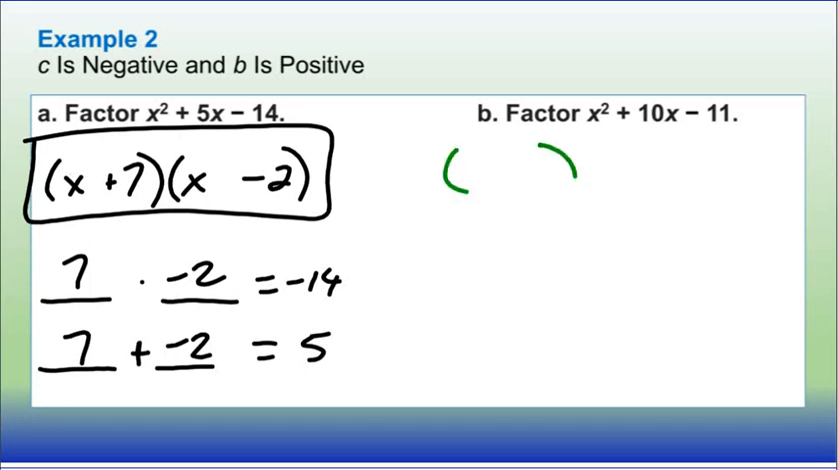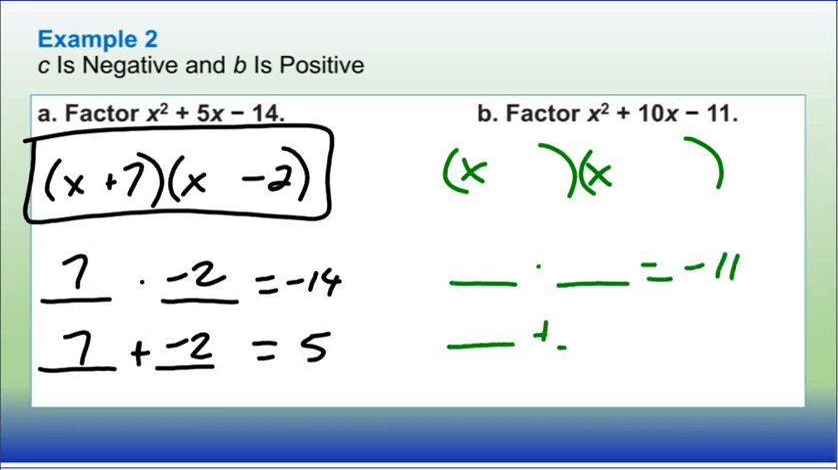Next one here, it's got my parentheses, our x's. I've got to think, what do I multiply to get negative 11? But those same two numbers I add together gives me a positive 10. Again, I know one's positive, one's negative because c is negative and b is positive. So I think, two numbers to multiply to get 11.